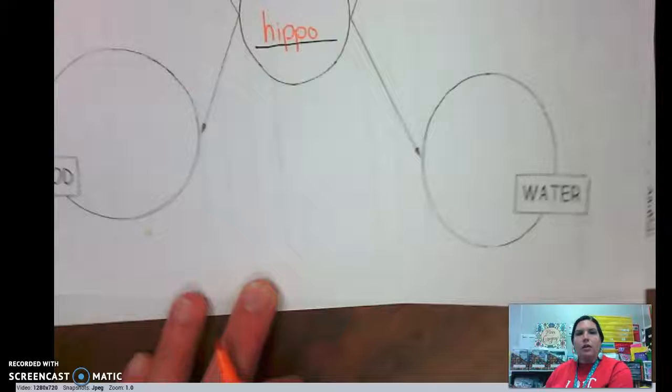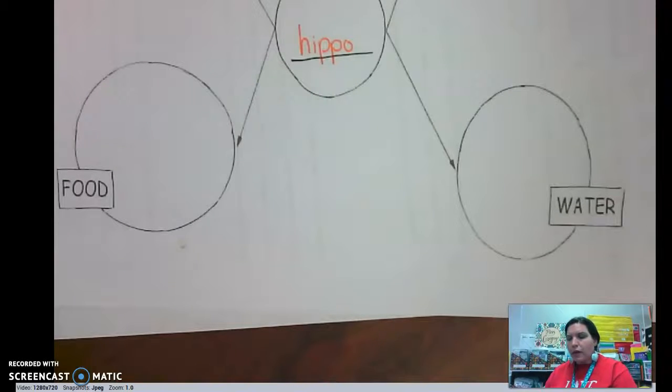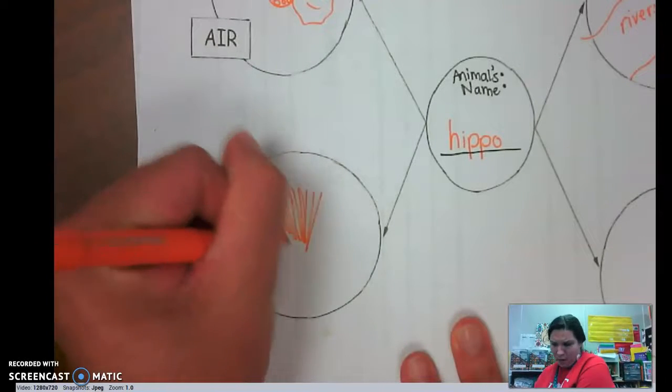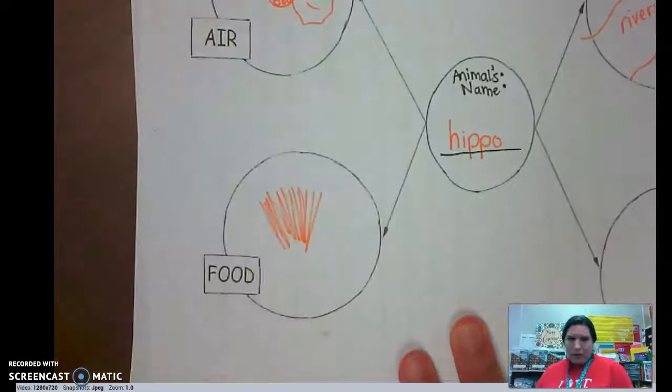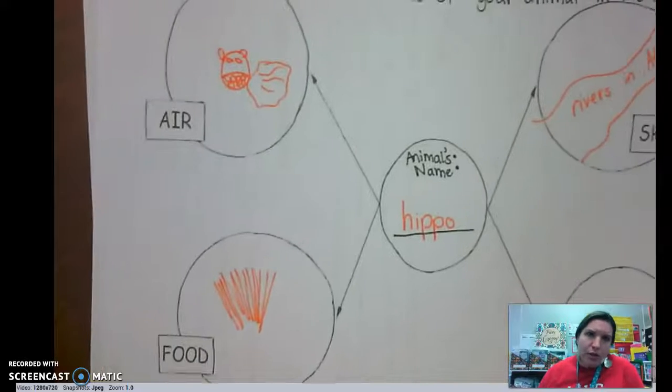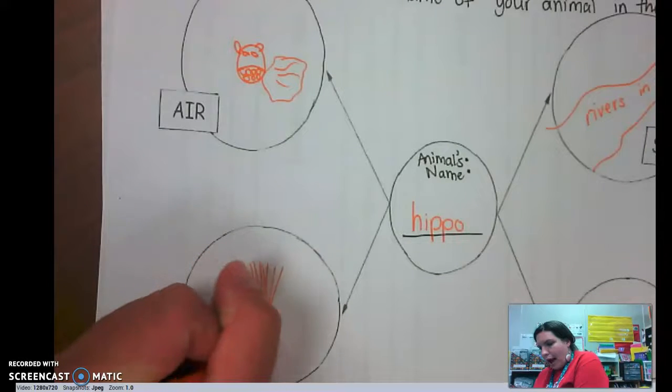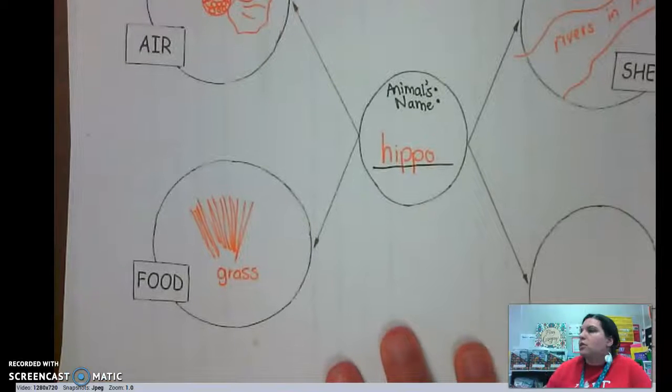Now I'm going to go down to the bottom bubbles. They say food and water. Hippos mainly just eat grass. So that's really all I have to draw is some grass. I can color it green if I want to. Okay? I'm using an orange pen just so it shows up really well in your video. But I'm also going to write the word grass so that my friends know what that is.